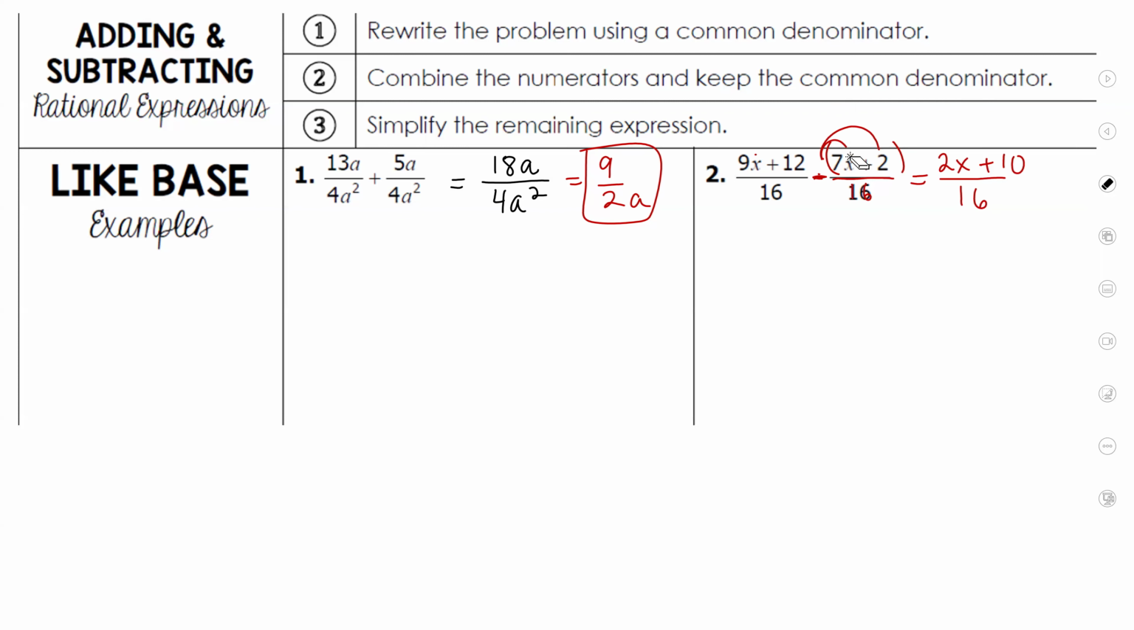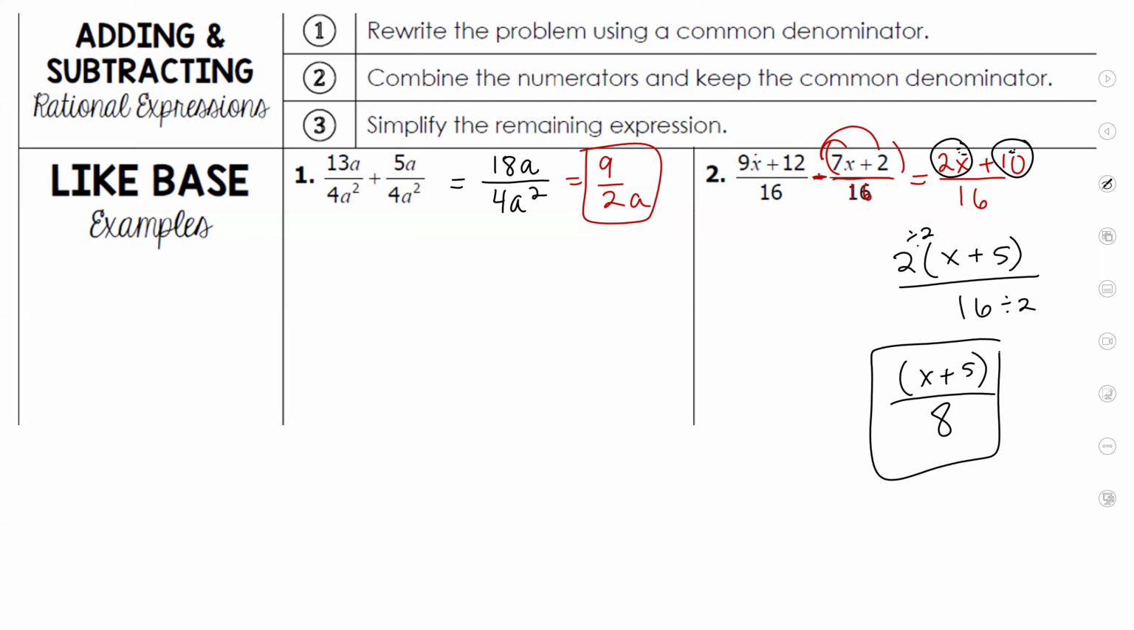All right, now we can simplify. I can divide both of these by 2 so that it will be 2 on the outside and x plus 5. Right? 2 times x still gives you 2x, 2 times 5 is still 10. So we just rewrote it, and this is over 16. Now this can be simplified. 2 divided by 2 is just 1, so I'll be left with x plus 5 in the numerator. 16 divided by 2 is 8. So this is your simplified answer.